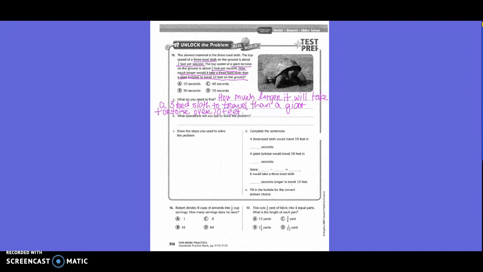What operations will you use to solve the problem? So addition, subtraction, multiplication, or division? Subtraction and what else? Division would come first, right? So division and subtraction. Okay, so what would be my first problem?